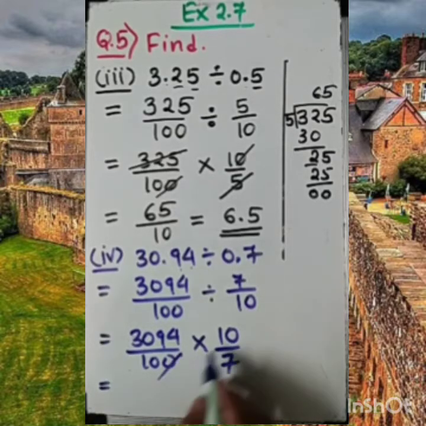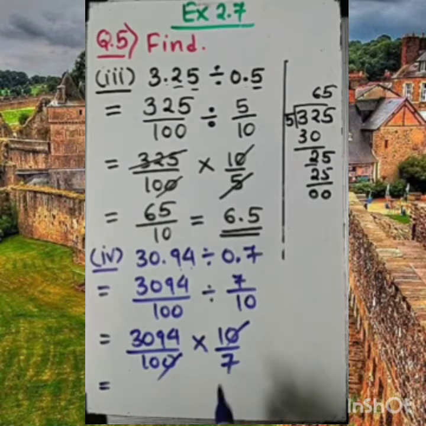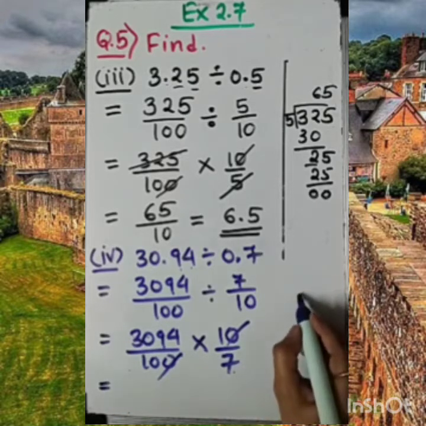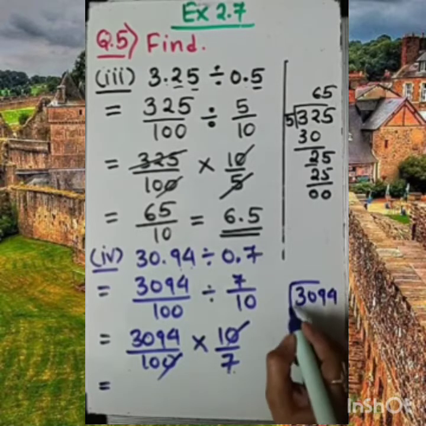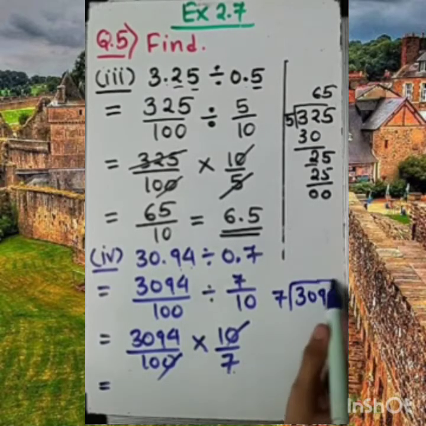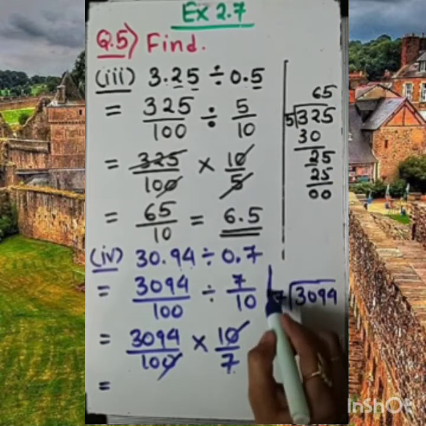So the 0 0 cancel. Okay, but is it possible to divide this number by 7? That we need to check here. Okay, so in a rough column I am dividing 3094 by 7. Okay, let's try. Is it possible or not? Here I am separating.